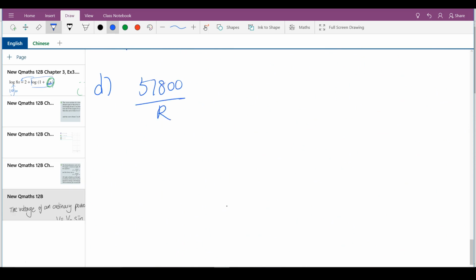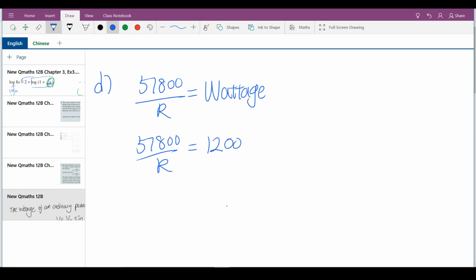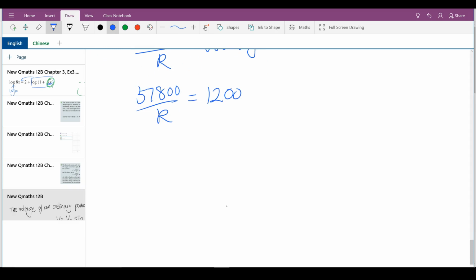So we know that 57800 over R is equal to a wattage. So we've got 57800 over R is equal to 1200 watts. Then let's do some year 1, year 2 maths and rearrange the equation. So R equals 57800 divided by 1200. Did I do it right? Yeah, pretty sure I did it right. All right, let's calculate.